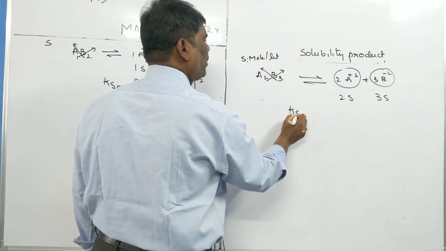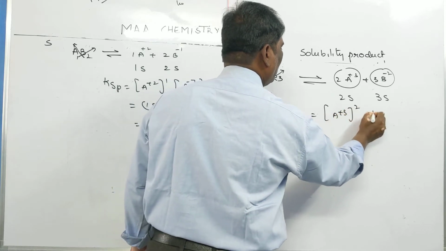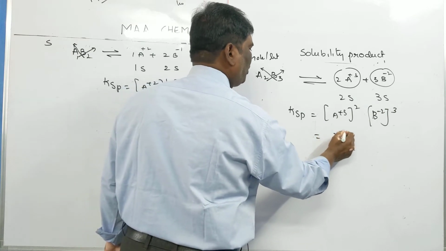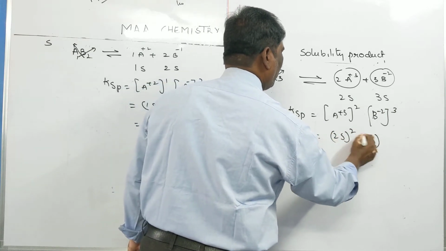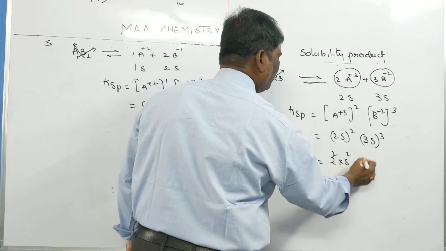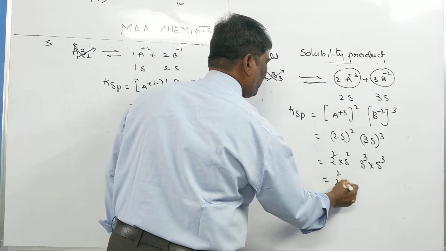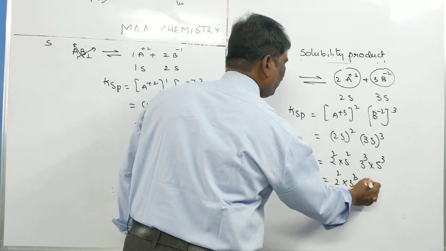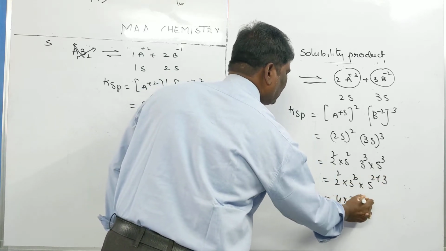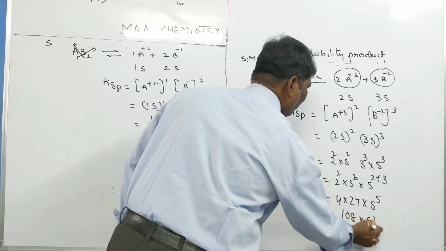What is the solubility product? Nothing but concentration of A plus 3 whole power 2, concentration of B minus 2 whole power 3. Now simplification: 2s power 2, 3s power 3. On further simplification, 2 power 2 s power 2, 3 power 3 s power 3. Nothing but 2 power 2, 3 power 3 into s power 2 plus 3. Nothing but 4 into 27 into s power 5. Nothing but 108 into s power 5.